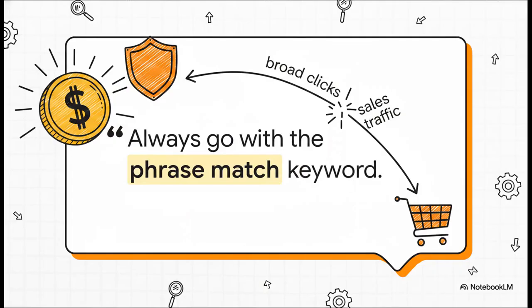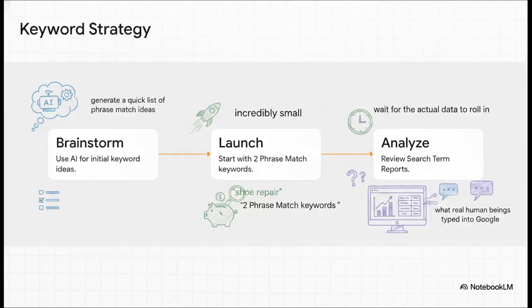super tight. So I really want you to remember this golden rule. To protect your wallet from wildly irrelevant broad match clicks, while still getting enough traffic to actually make sales, always start exclusively with phrase match keywords. So how do we actually find these keywords without getting totally overwhelmed? Well, there's a brilliantly simple strategy.